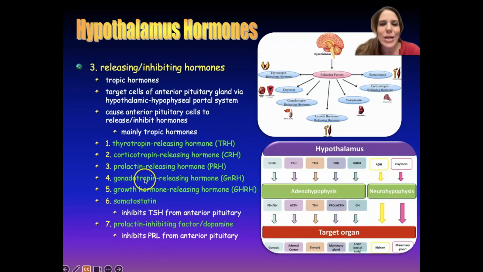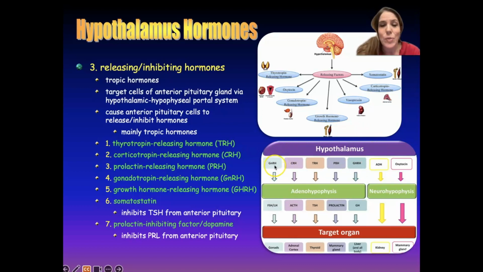Number four, gonadotropin releasing hormone, GnRH. Gonado targets the gonads, tropin targets, right? Targeting the gonads. Gonadotropin releasing hormone. It's another one that's going to communicate with the anterior pituitary gland. So here it is, not to be confused with growth hormone releasing hormone.